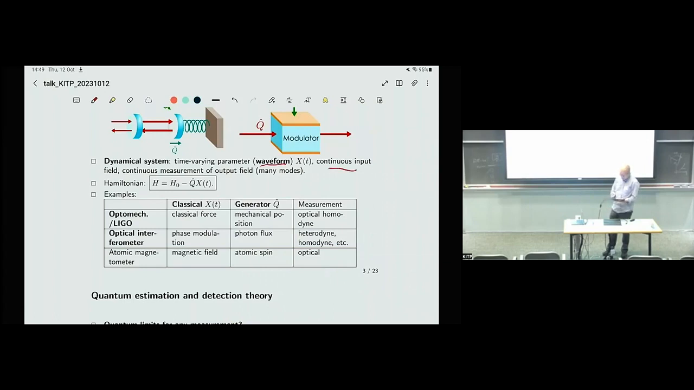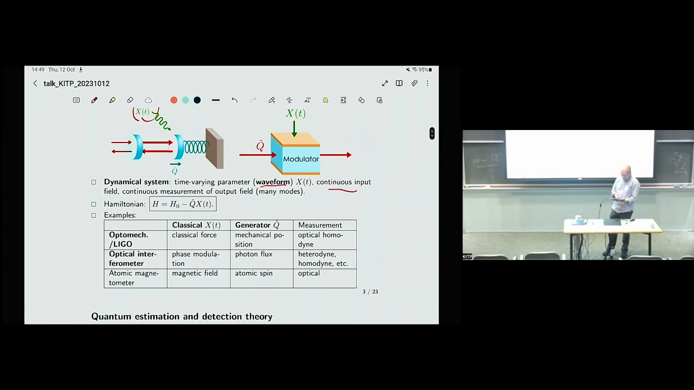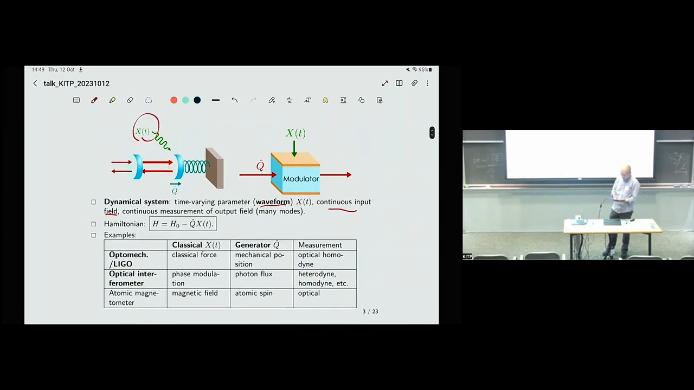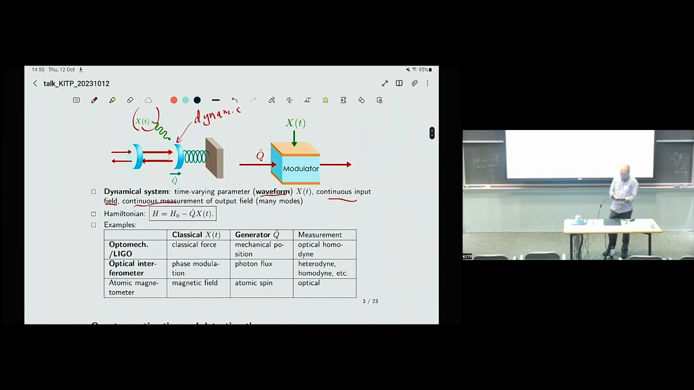It's coupled to some continuous input field and some dynamical system. Could be a mechanical oscillator, it could be atomic spin ensembles. And then you do a continuous measurement of the optical field. It's not just one mode, but over many optical modes, usually.